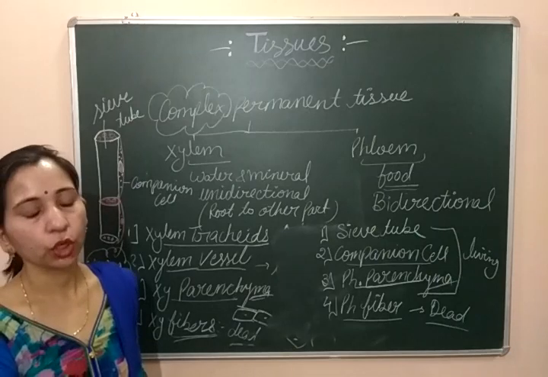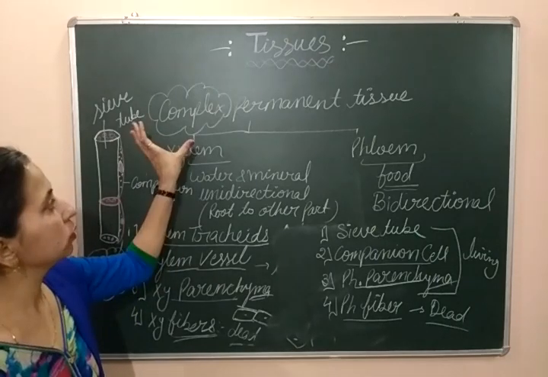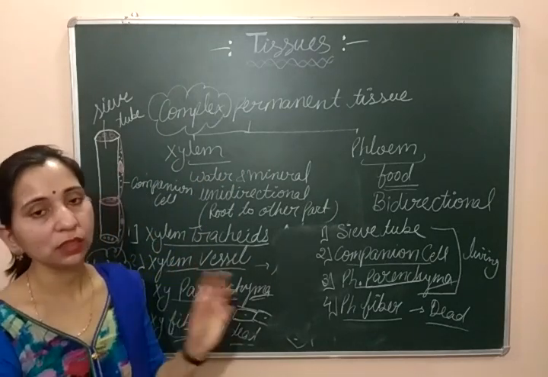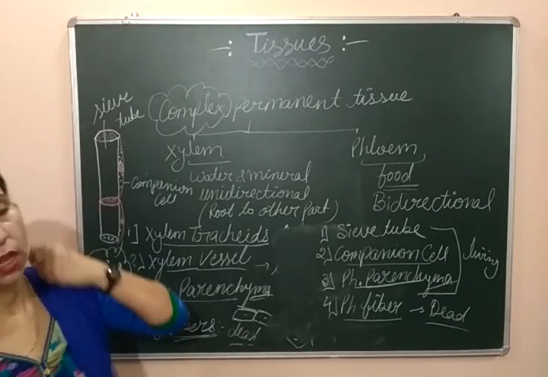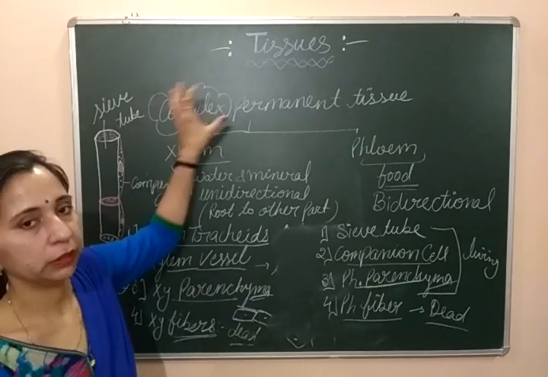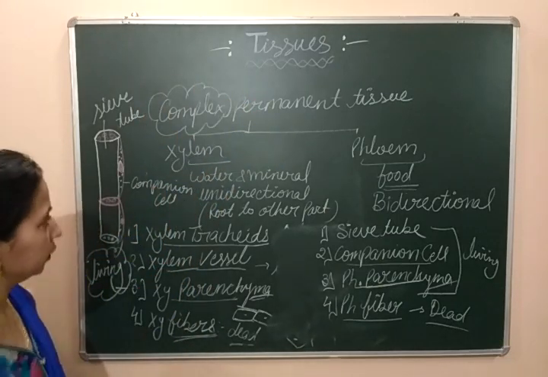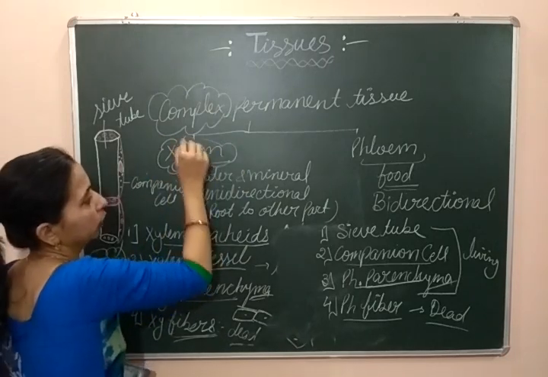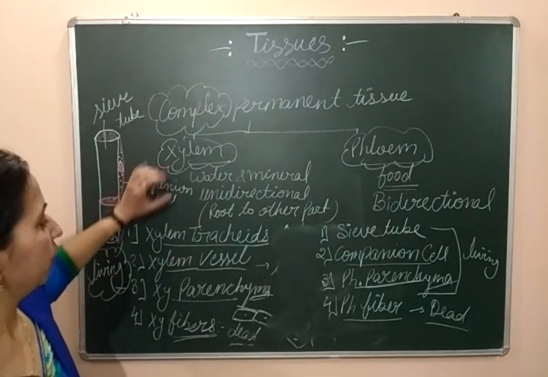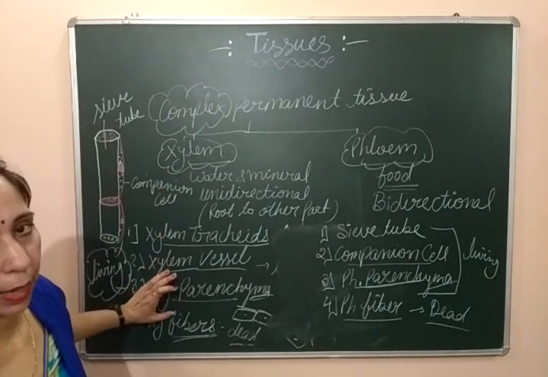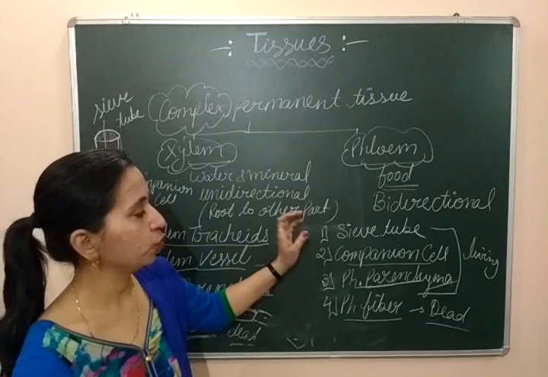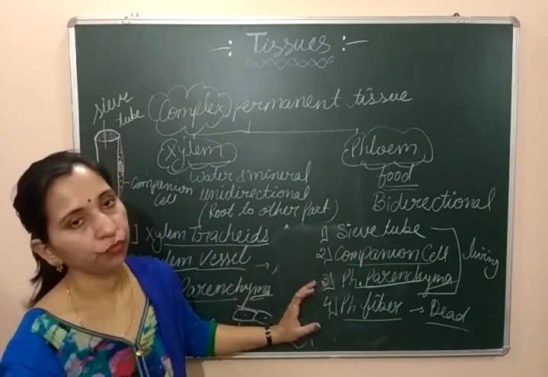So here we discussed a complex permanent tissue. Complex means that they have more than one type of cell. A single type of cell is not arranged here. Different types of cells combine together to make a tissue, and these tissues are complex permanent tissues. We discussed two types of complex permanent tissues. One is the xylem and the other is the phloem. Both of these tissues have four elements. Xylem has tracheids, vessels, xylem parenchyma, and xylem fibers. Similarly, phloem also has four elements: sieve tube, companion cell, phloem parenchyma, and phloem fibers.